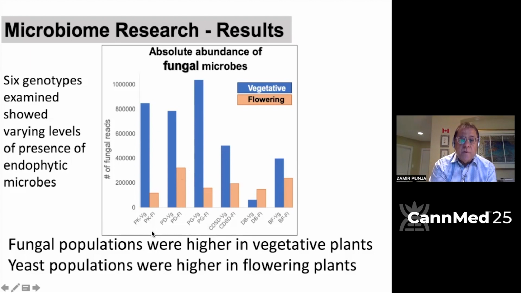We also did notice that the fungal populations were higher in the vegetative plants and the yeast populations were higher in flowering plants. So you're starting to see some variation here in terms of genotype, in terms of whether the plants are vegetative or flowering, and in terms of whether you're looking at yeasts versus fungi. So it is a pretty complex interaction.